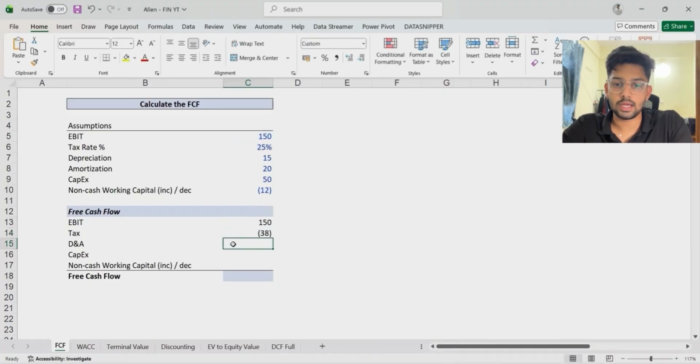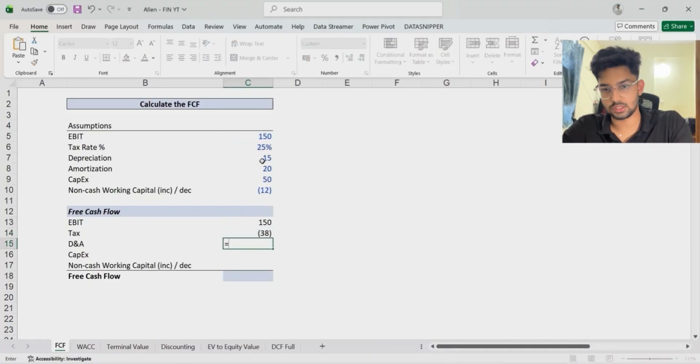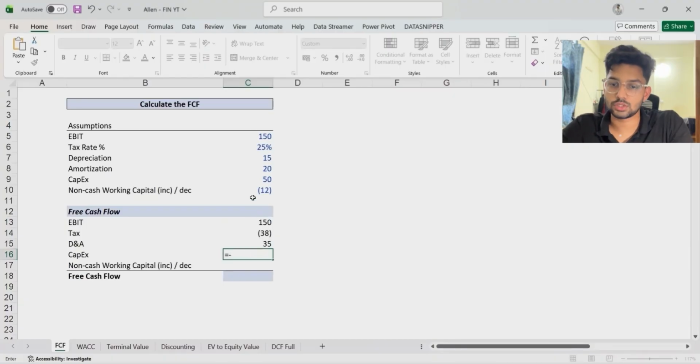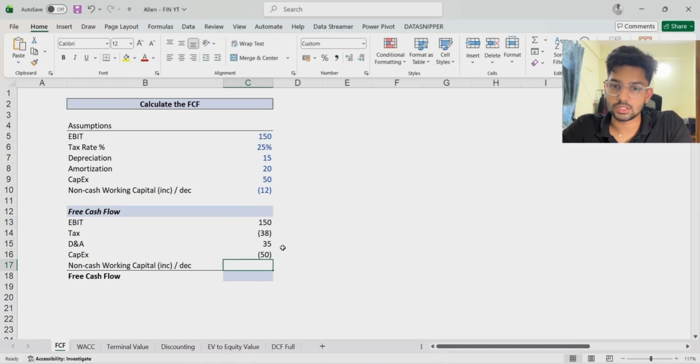Now we add back depreciation and amortization. These are non-cash expenses. So although they reduce profit, they do not reduce actual cash. Then we subtract capital expenditure because it represents actual cash spent on assets. After that, we adjust for working capital changes, which also impact cash availability. And finally, we use the sum formula to combine all values.